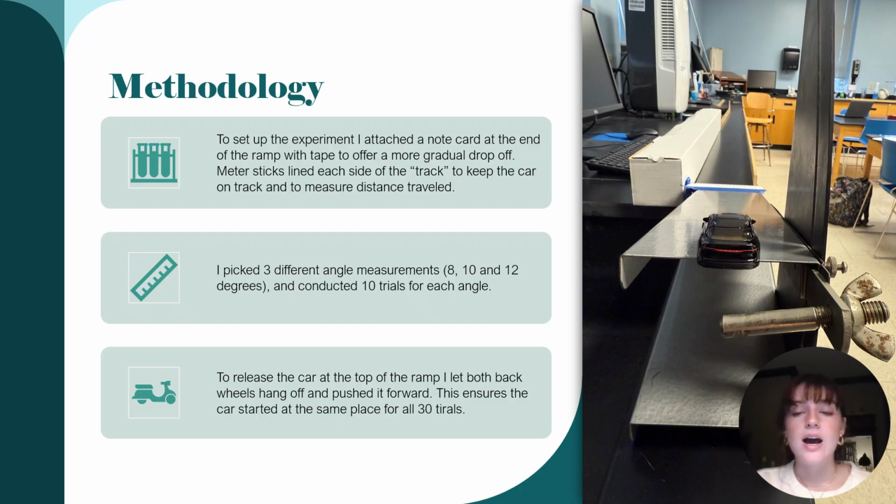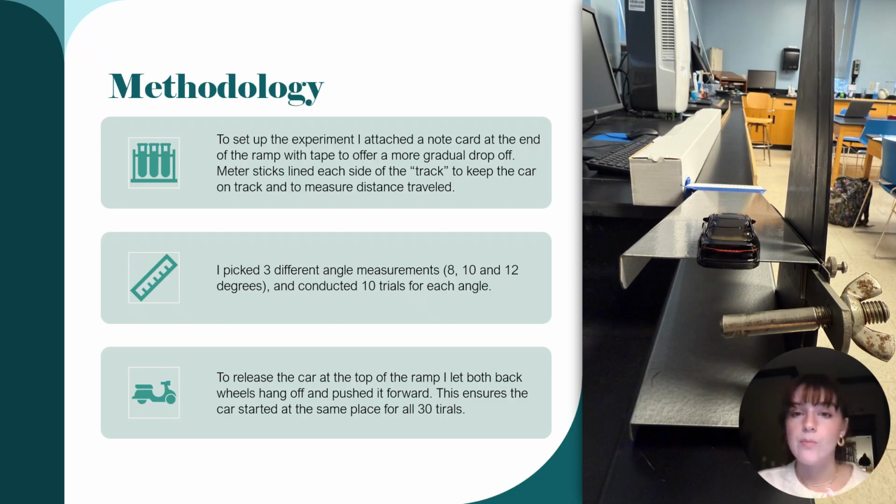After this, I picked 3 different angle measurements for the cars to go down. So we have 8 degrees, 10 degrees, and 12 degrees. And for the 8-degree angle, there were 10 trials conducted, and then the same for the 10-degree and the 12-degree. So 30 trials were conducted in total.